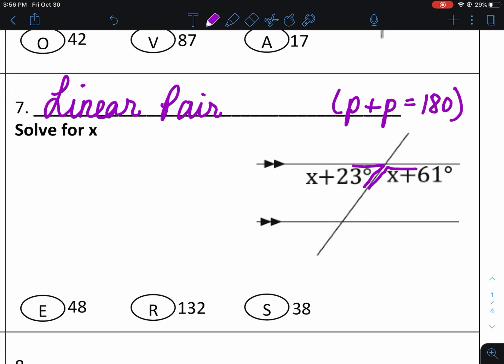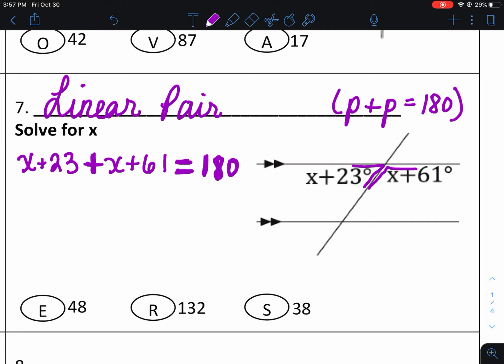All right, so now that we know that, let's go ahead. We got x plus 23. We got x plus 61. So my first part is the x plus 23. My second part is the x plus 61. So we have to add those two parts together. Once you add those two parts together, make sure, I'm making these nice and obnoxiously bold, make sure you make it equal 180. I'm trying to make y'all see the different parts there.